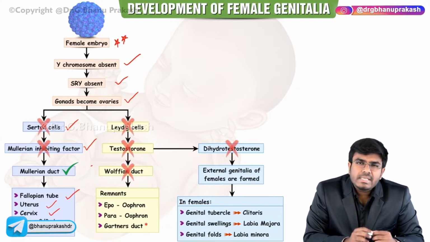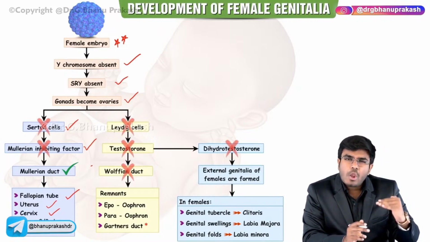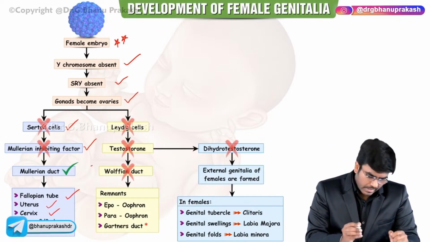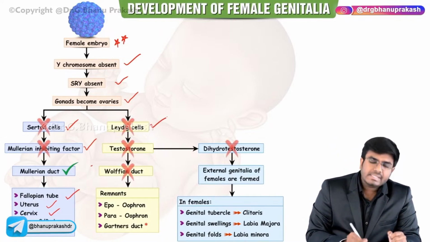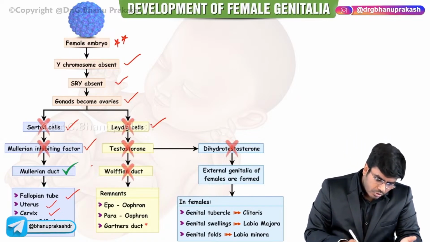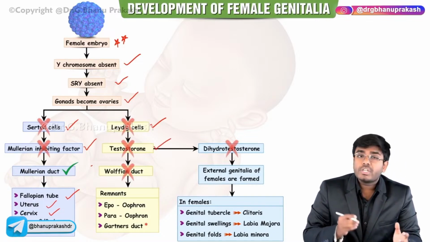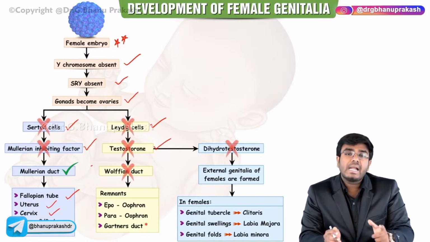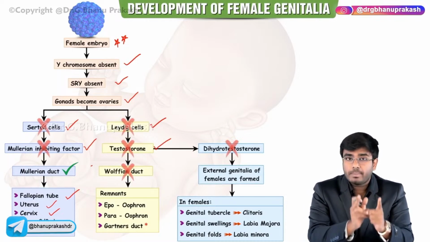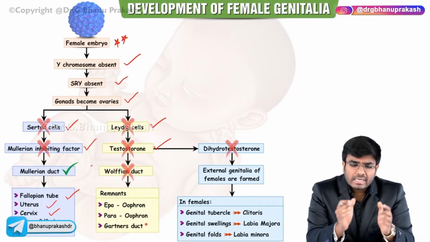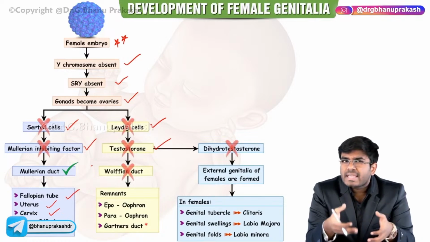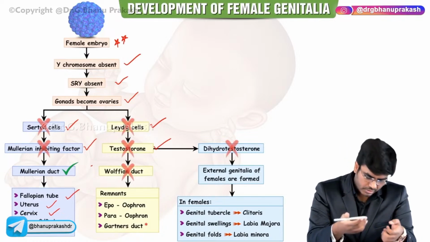Now, my question is, what about the lower 1/3 of the vagina? We are going to discuss that in the next slide. Please wait. Now, what about the Leydig cells in the female? There are no Leydig cells, so testosterone is not there. Whenever there is no testosterone, the Wolffian duct will undergo regression. Even in a female embryo there is this Wolffian duct, and it undergoes regression because of the absence of testosterone.